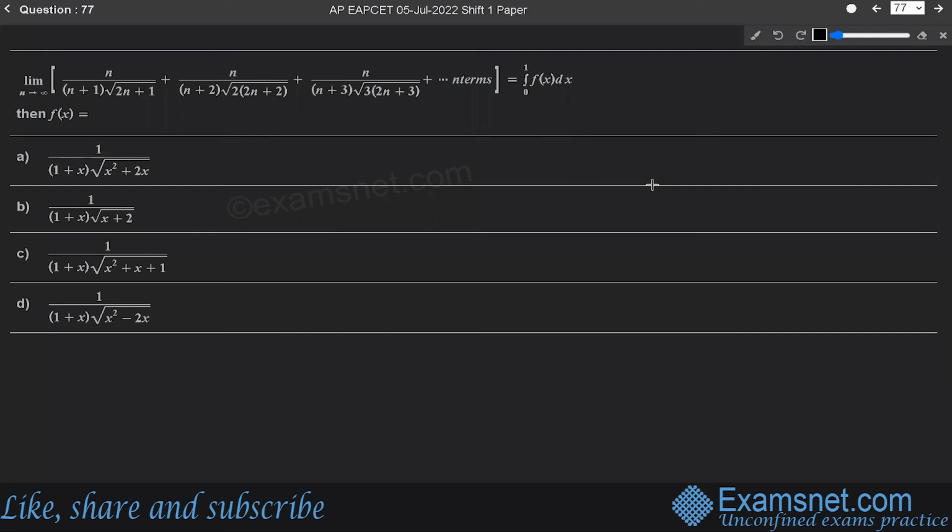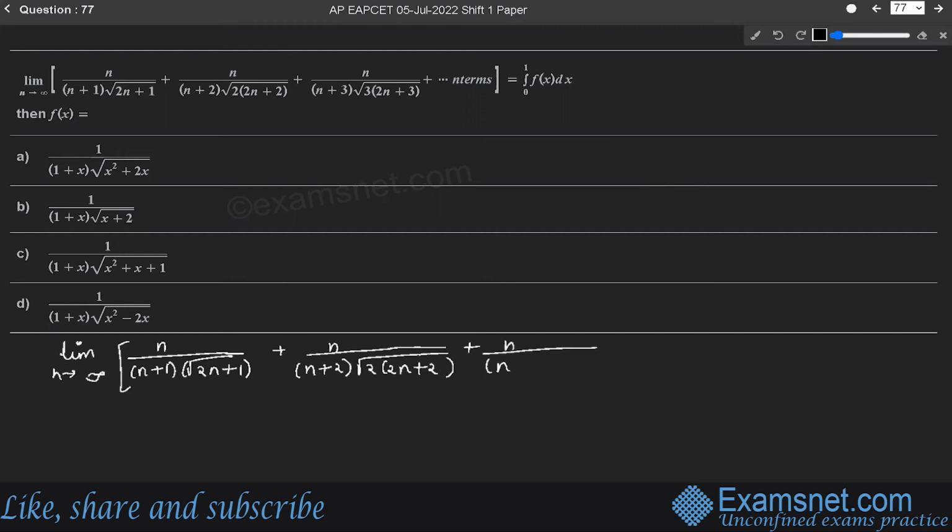Next question is, limit n tends to infinity, n divided by n plus 1 into under root of 2n plus 1, plus n divided by n plus 2 into under root of 2 into 2n plus 2, plus n divided by n plus 3 into under root of 3 into 2n plus 3. So on up to n terms.